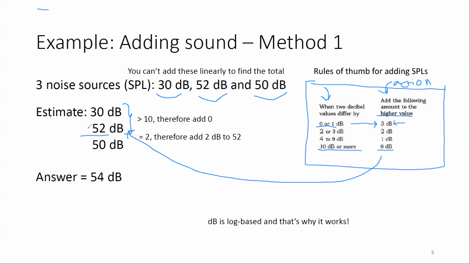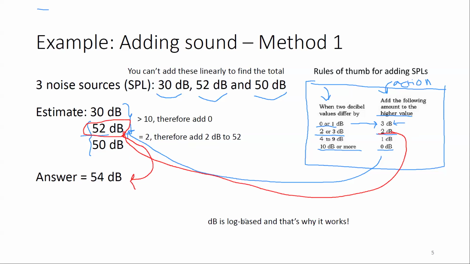So we keep 52. Now that we have 52, didn't add anything, comparing 52 with 50. You move on, two by two. So 52 to 50, the difference is 2 decibels. The action, adding 2 decibels to the higher value. Sorry. The action is adding 2 decibels. Too many colors. Sorry, second. There you go. 2 decibels to the higher value, which is the 52 again. And then the answer is 54.